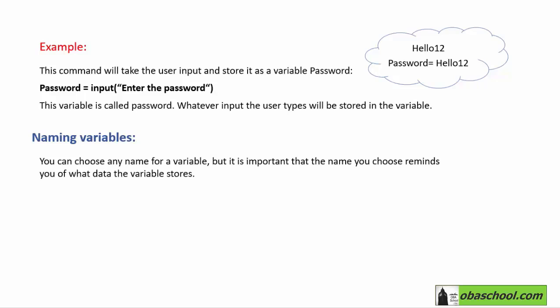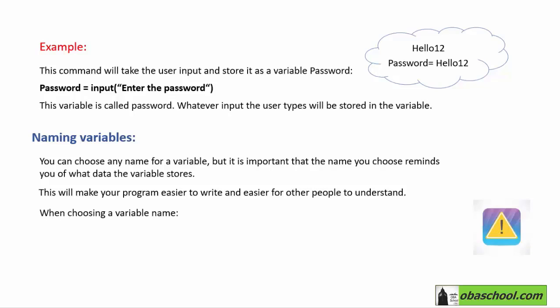You can choose any name for a variable, but it is important that the name you choose reminds you of what data the variable stores. So for example, if we want to input a password, then it's best to name the variable password and not anything else. So this will make your program easier to write and easier for other people to understand because you may use a lot of variables.